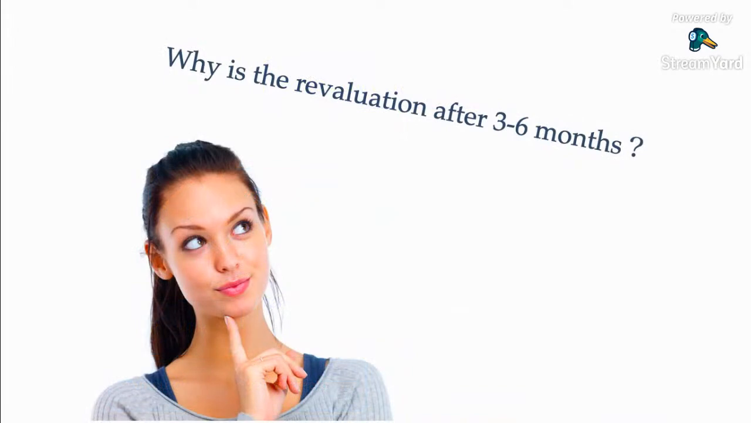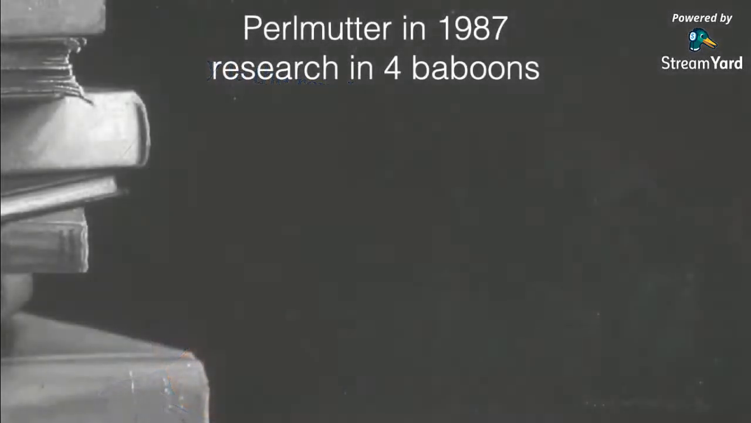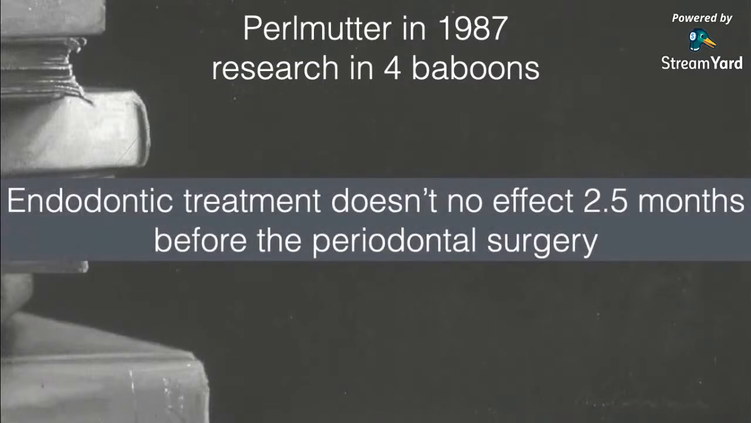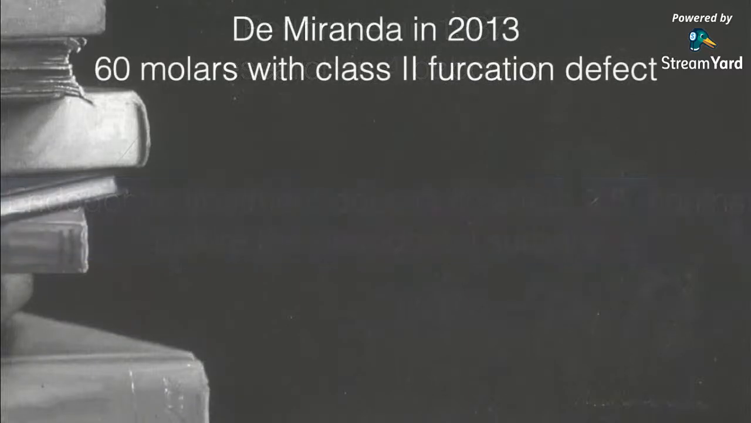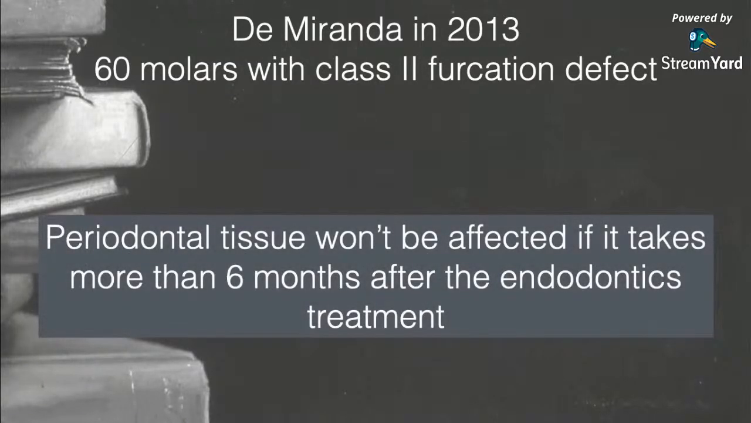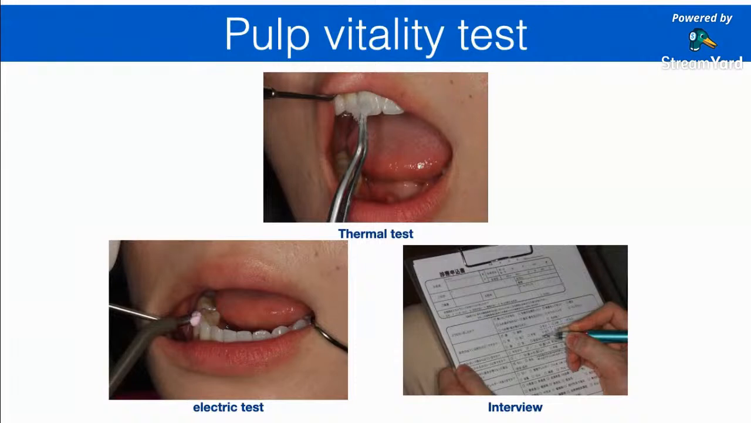And why the evaluation after 3 to 6 months? We can go back to the papers. Perlmutter's research in 4 baboons said endodontic treatment has no effect up to 2.5 months before periodontal surgery. And De Molon's study, 60 molars with class 2 furcation defects, said periodontal tissue won't be affected if it takes more than 6 months after the endodontic treatment. So that's why we wait 3 to 6 months.